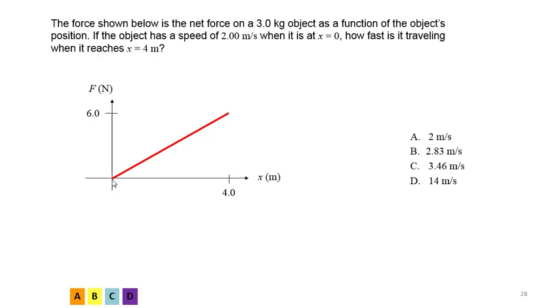Let's do one more, same initial setup, except now we know how fast the object is going at this position, x equals 0. And I want to know how fast it is going when it reaches x equals 4. So press pause, take some time to work through this and see what you get.